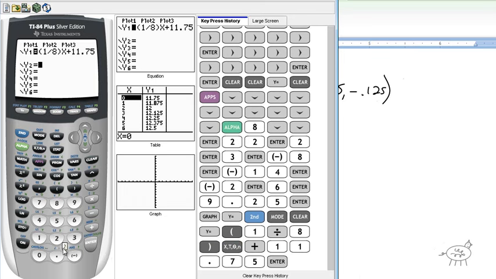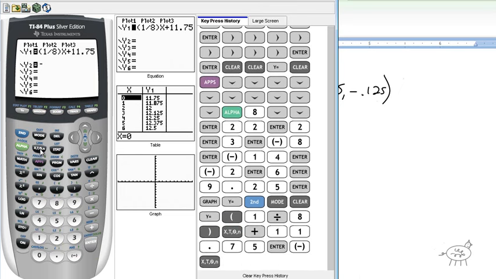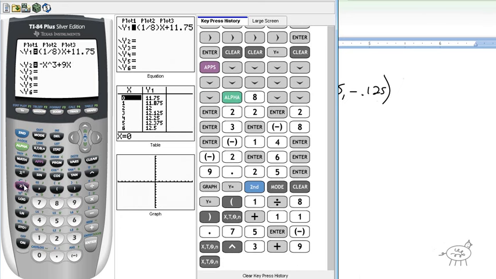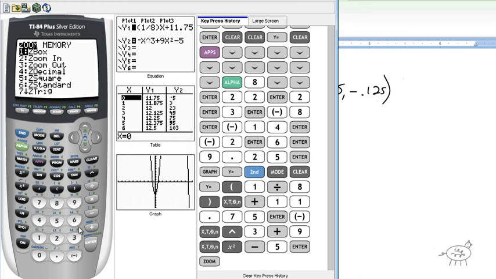And the next one is negative x cubed plus 9x squared minus 5. Okay, and we're going to do zoom. Again, let's try a different zoom. Zoom standard. Okay, so that actually doesn't really work too well, does it? It doesn't work too well because I really don't even see what is crossing what.